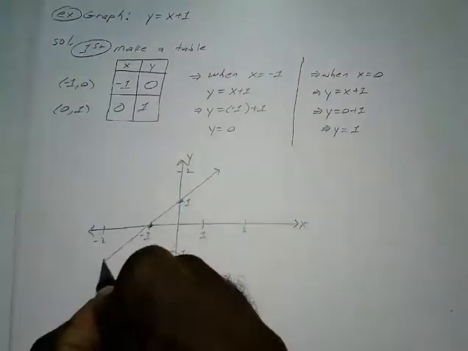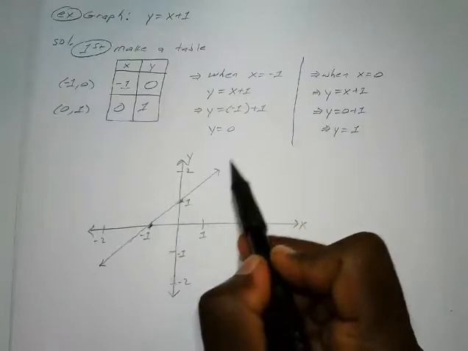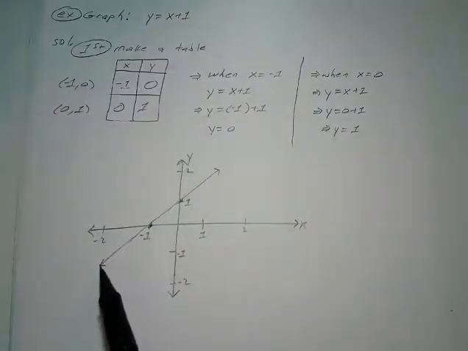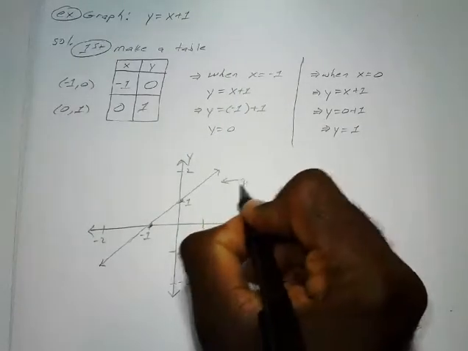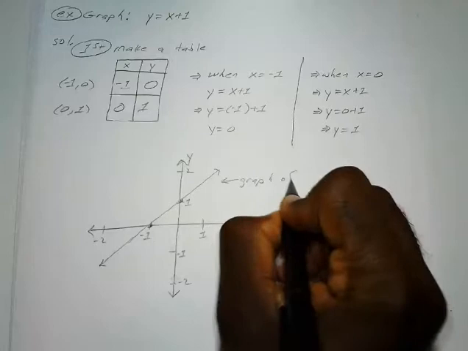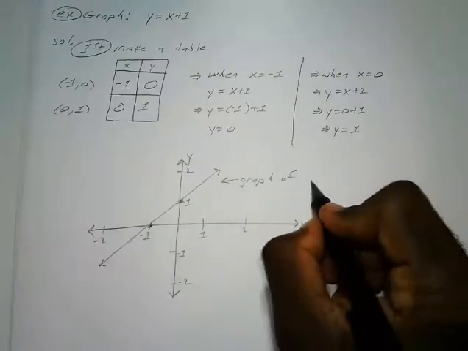Okay, and draw the arrows on the end. So that lets you know that that just keeps going on forever, and that arrow lets you know it keeps going in that way forever. So that's your graph of y equals x plus 1.